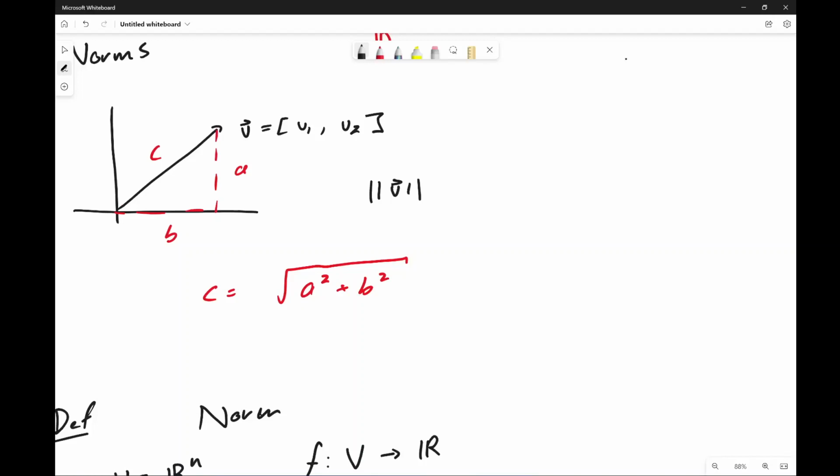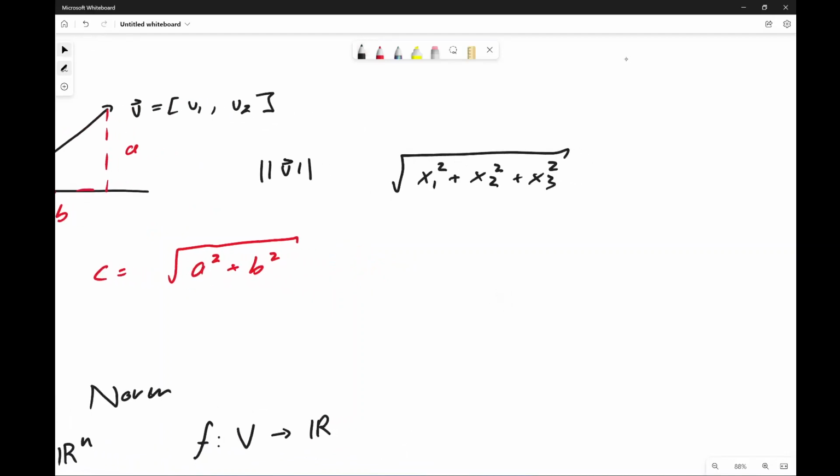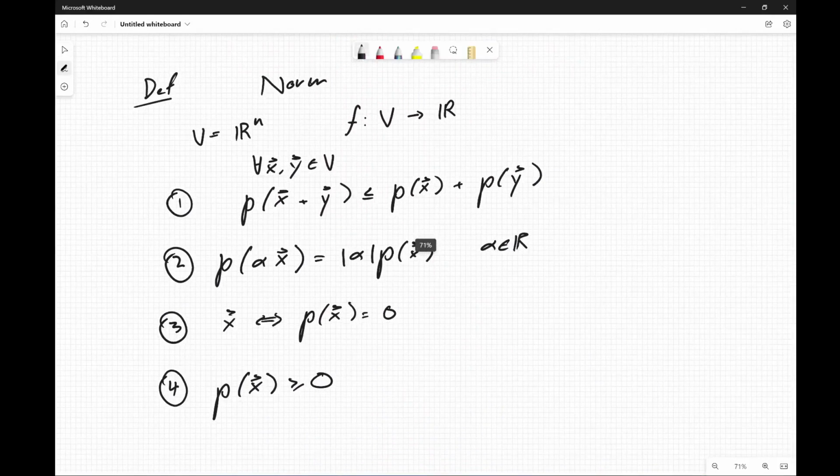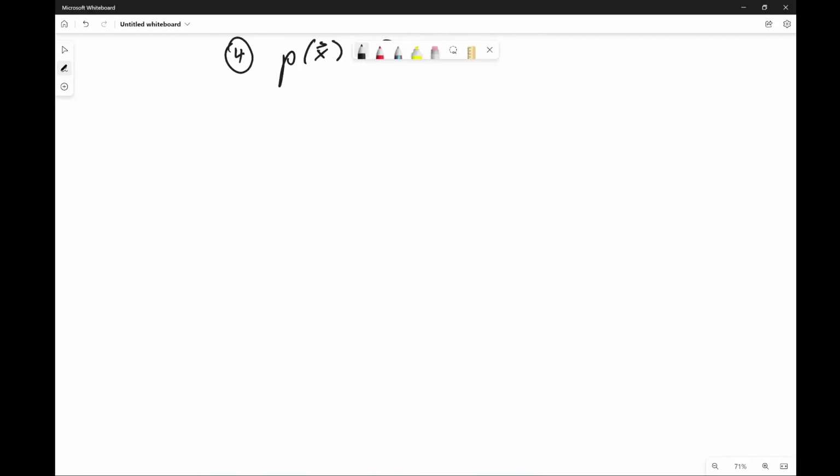So we'll have x1 squared plus x2 squared plus x3 squared, and this is basically the length of that vector, and it can be extended to any arbitrary number of x's: x1 squared plus x2 squared plus x3 squared, plus all the way up to xn squared, and we take the square root of this to find our norm. And these properties apply.